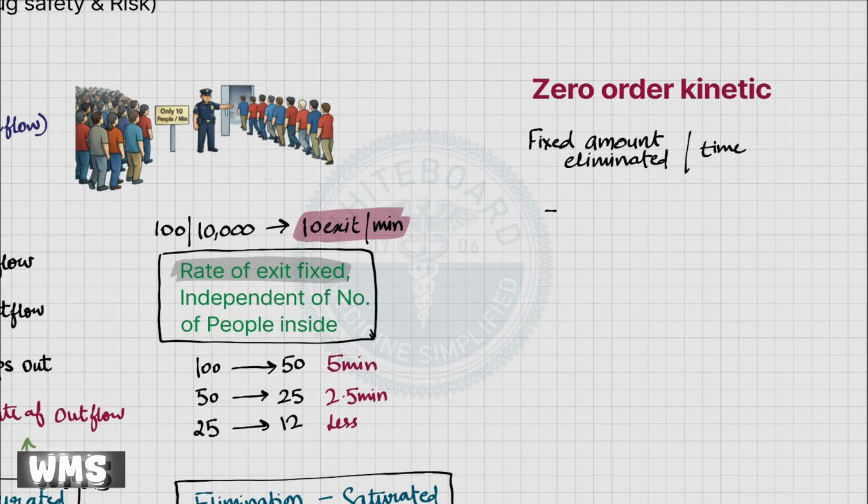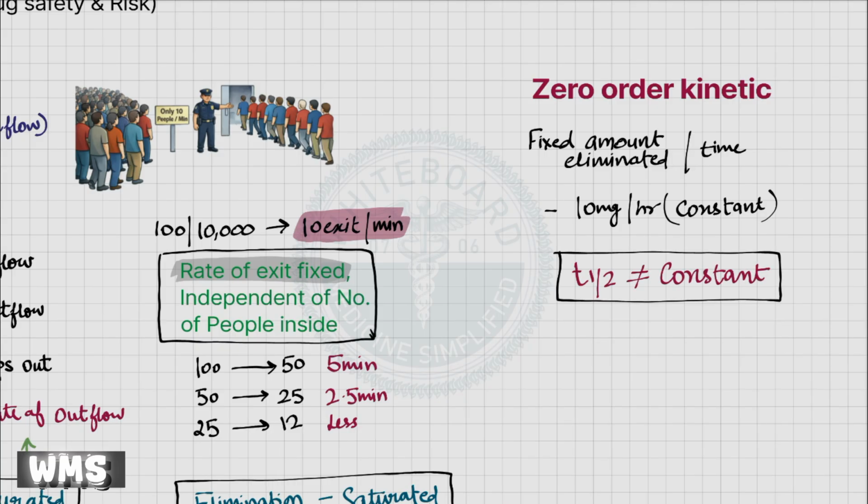If the body removes 10 milligrams per hour, then whether the drug level is 100 milligrams or 1000 milligrams, only 10 milligrams is eliminated each hour. Thus, unlike first-order kinetics, the rate of elimination here is constant and does not depend on how much drug is present. In this case, the half-life is not constant.